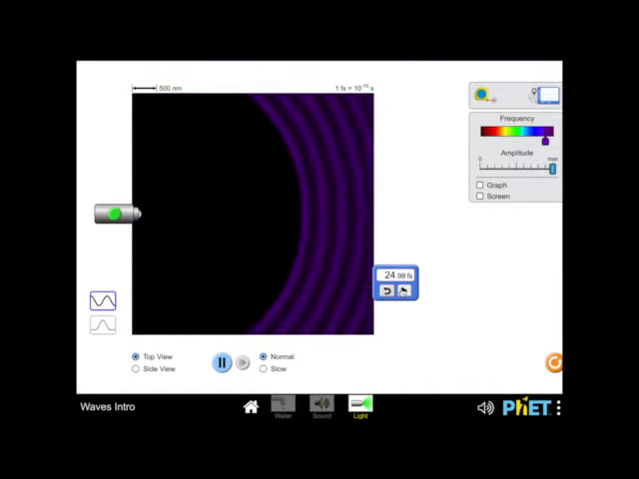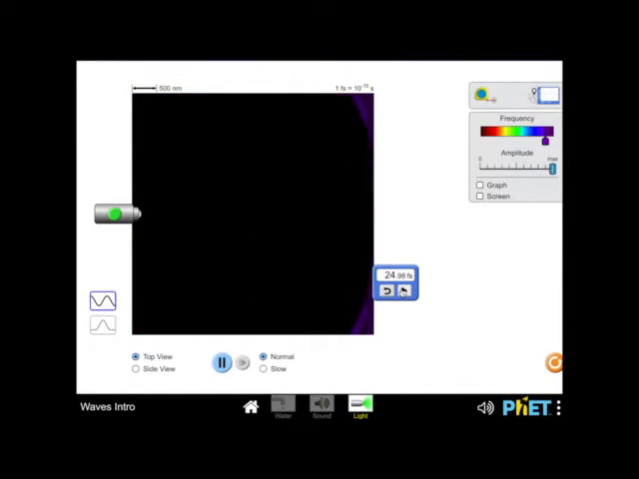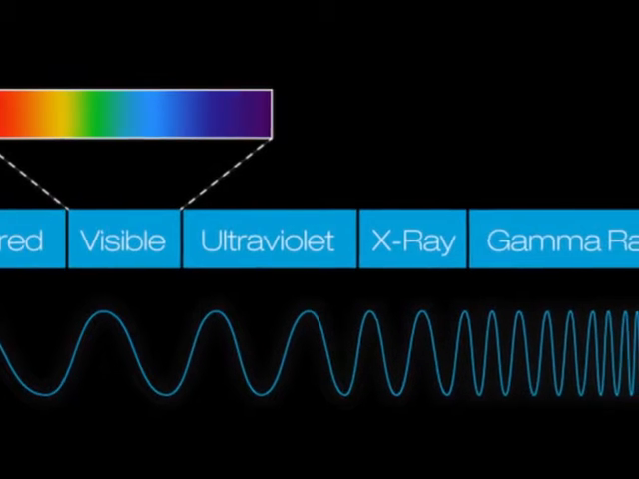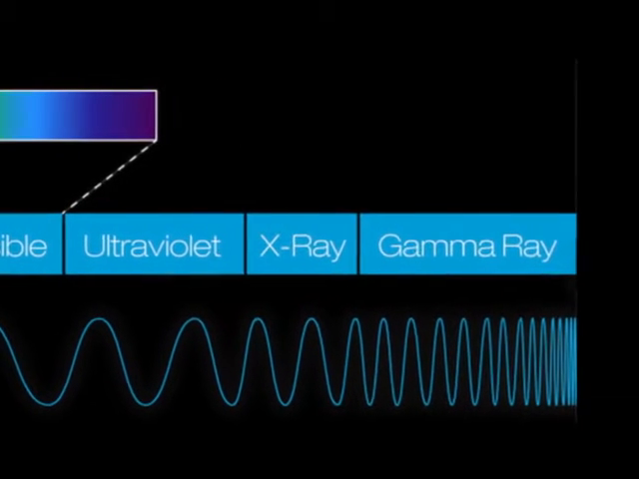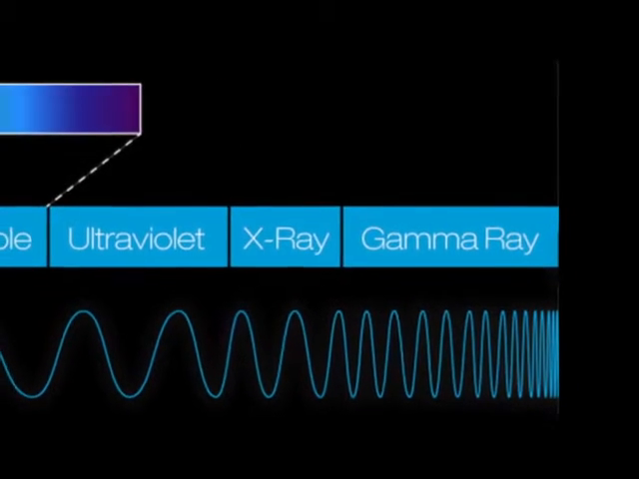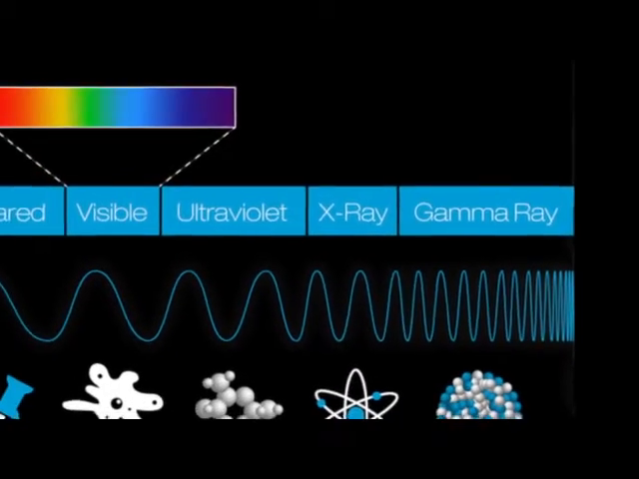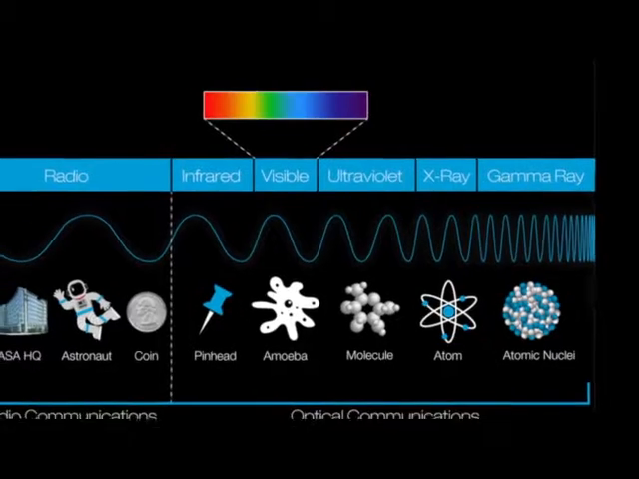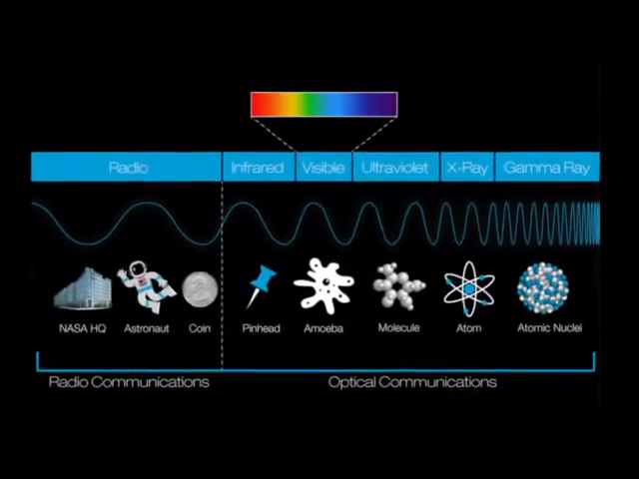If I were able to move the frequency slider even further, I would get into light that we can't see. That would be called ultraviolet. Beyond that would be X-rays, and beyond that would be gamma rays. These are all forms of electromagnetic radiation. Visible light, or what we can see, is only a tiny fraction of the entire electromagnetic spectrum.